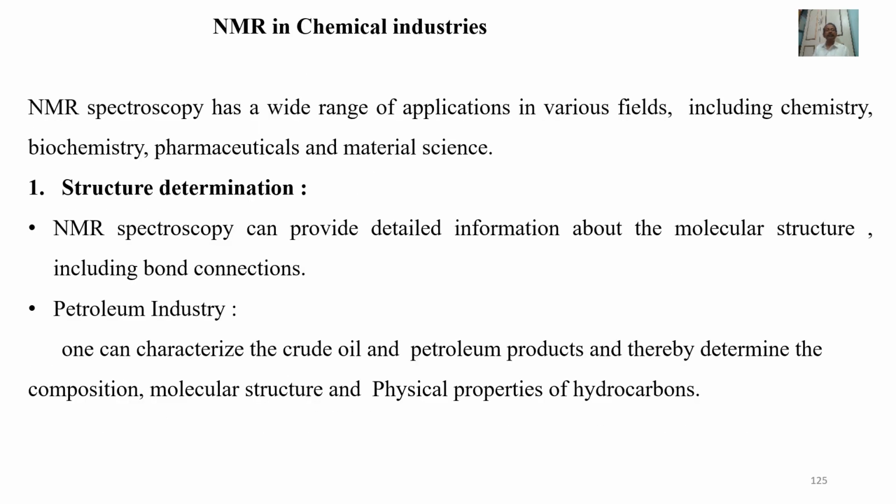Now let us discuss NMR in chemical industries. So these are the applications of NMR in chemical industries. NMR spectroscopy has a wide range of applications in various fields, including chemistry, biochemistry, pharmaceuticals, and material science. First one is structure determination. NMR spectroscopy can provide detailed information about the molecular structure, including bond connections.